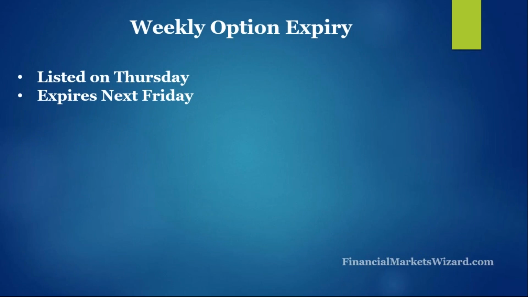Not all stocks have weekly options. There are certain stocks which are highly liquid, and they have weekly options. The weekly options are listed on Thursday. Each Thursday they are listed to expire 8 days from Thursday, so next Friday they expire. So you basically have 7 trading days, if there's no holiday. They start on Thursday and expire on the next Friday. That's the weekly option.